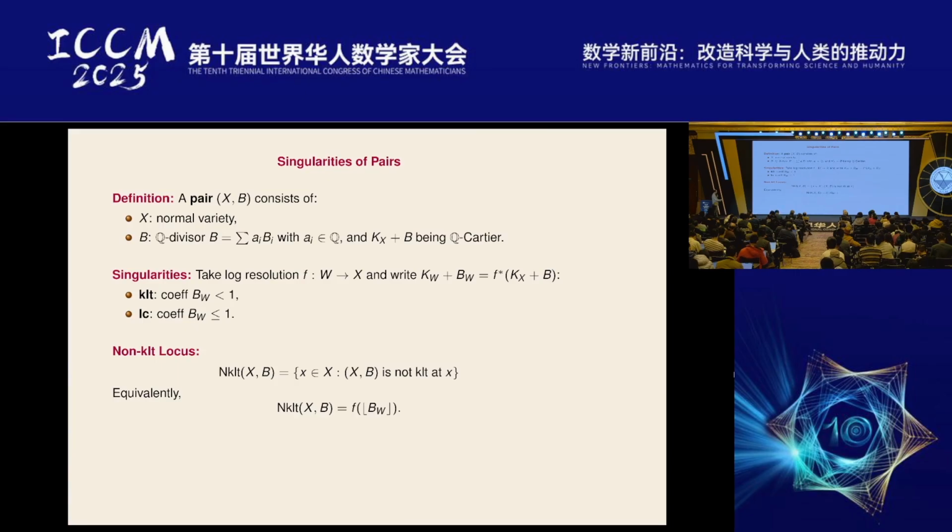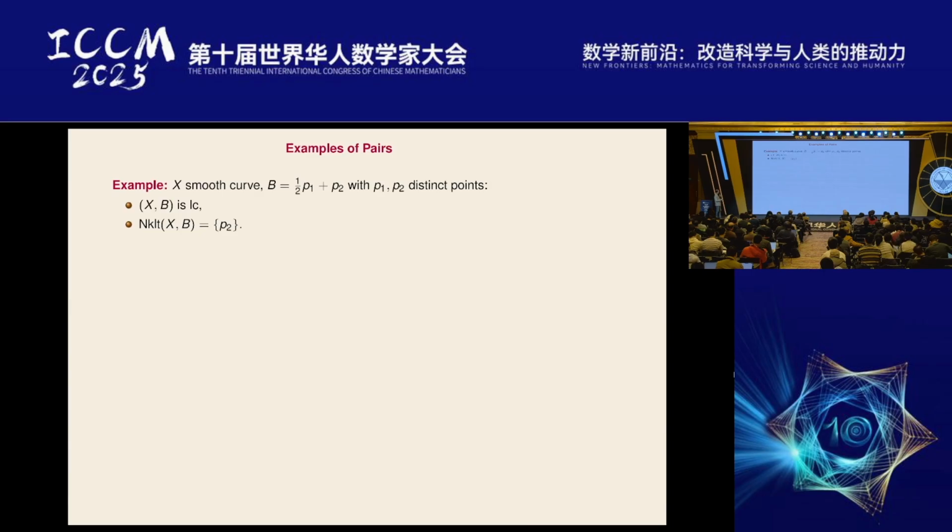Okay, so I'm going to give you some very basic examples first of pairs, just to get a sense of what they are and what we are about to talk about here. So let's start with the simplest case of a smooth curve. This is just one-dimensional because we are assuming the space to be normal, in dimension 1, so automatically it has to be smooth.